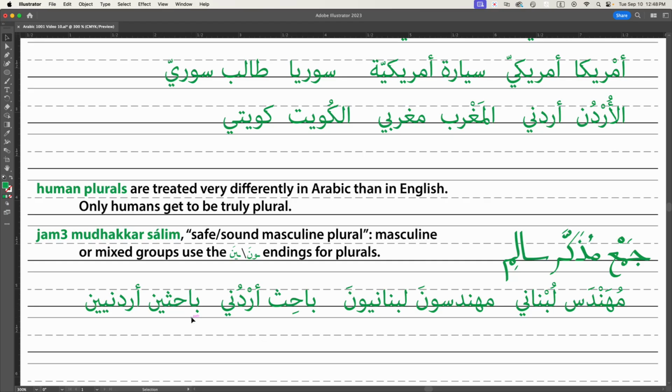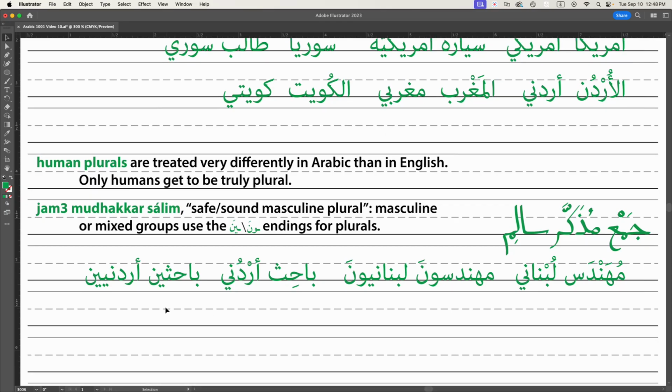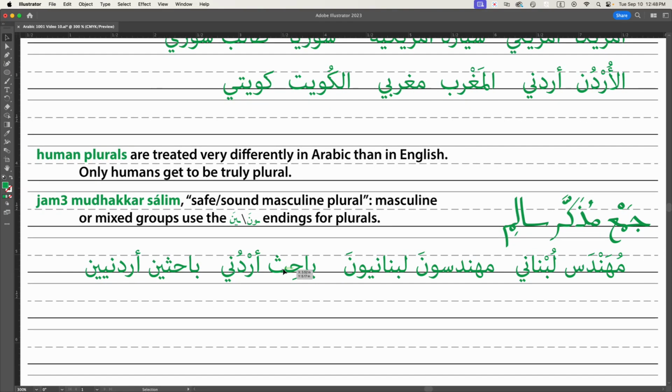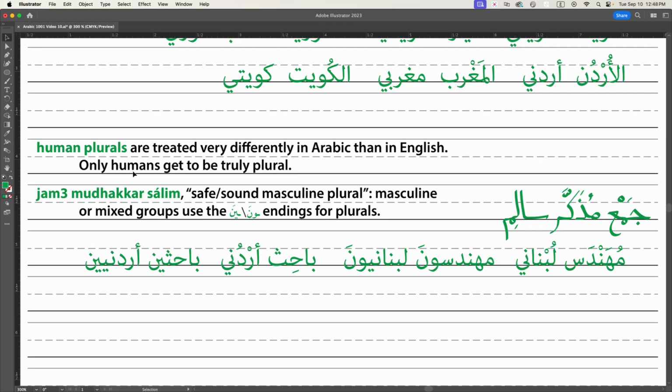Sometimes you'll see the een ending rather than the un ending, so bahithina Urduniyina are Jordanian researchers. And you end up with two yas in a row, which looks silly but is actually correct. So one of them is for the nisba and one of them is for the ending, Urduniyina. So that looks ridiculous, but it's actually correct. Again, in regular speech, everyone uses the een endings, and it's going to depend upon the grammar of the rest of the sentence which one you'll use in formal Arabic. Don't really worry about that for right now, because we're still doing phrases and haven't got to sentences yet. So this is the safe plural, the sound plural.